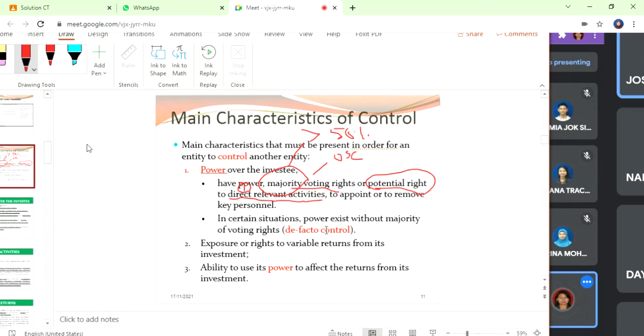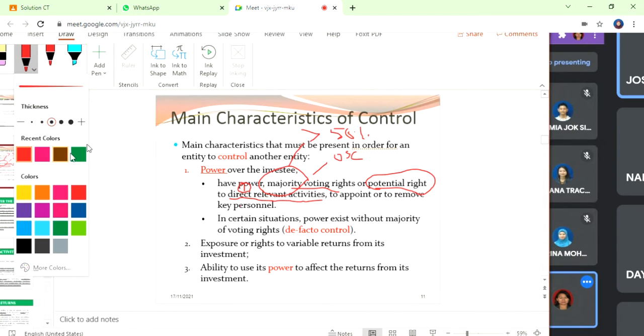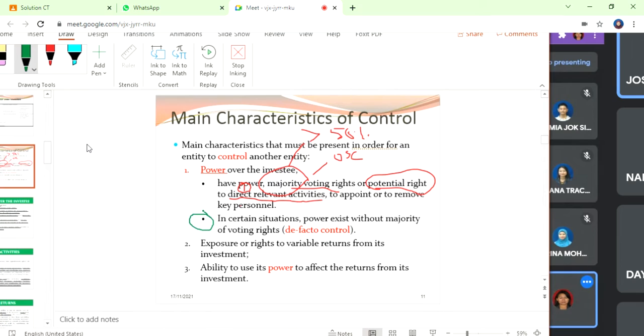This is called effective rule. In your exam questions, the existence of power is when more than 10%. They will give you a situation where it is less than 50% and ask you to decide whether there is control. But I will go into this afterwards.